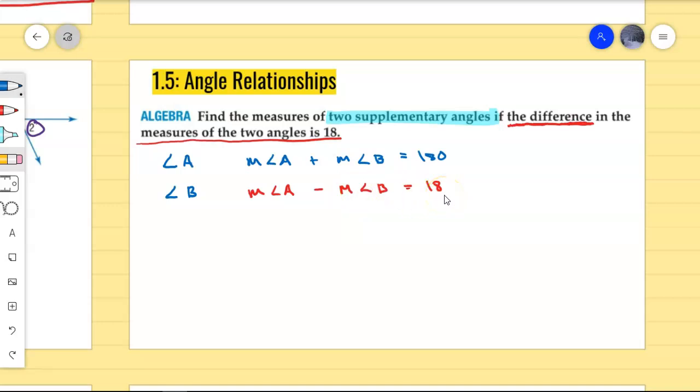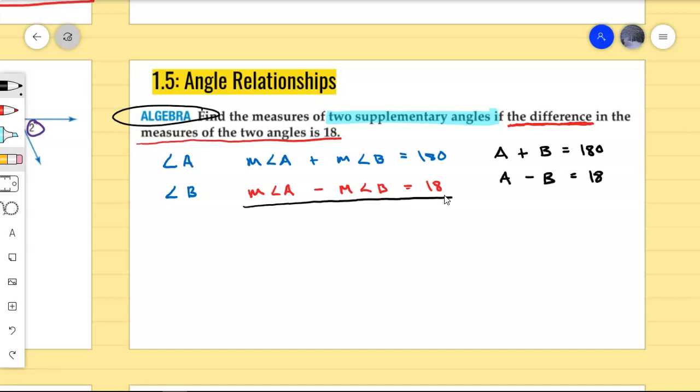So this is going to take you back into a part of algebra, and that's why we're using algebra here. That talks about systems of equations. So what you're basically saying is that you have two angles, and if the M and the angle symbol are bothering you, we're saying that A plus B is equal to 180, and A minus B is equal to 18. So what you're trying to do is solve the system of equations.